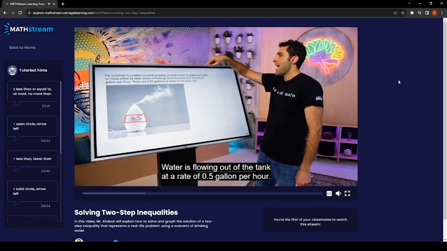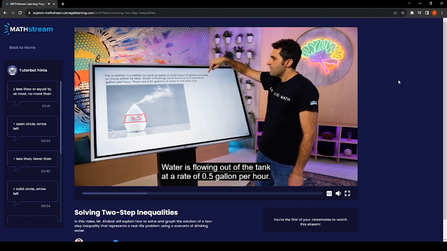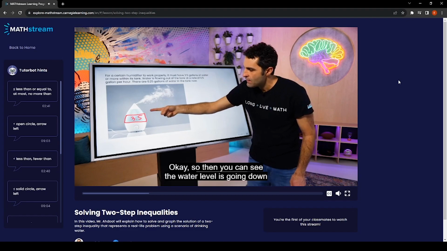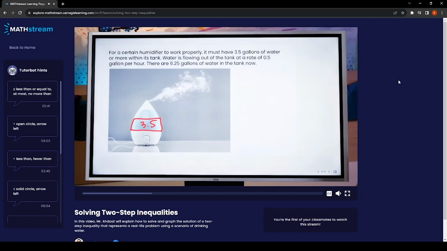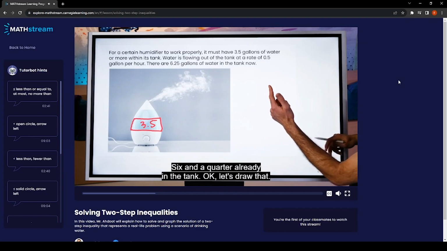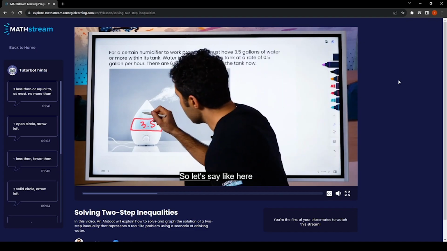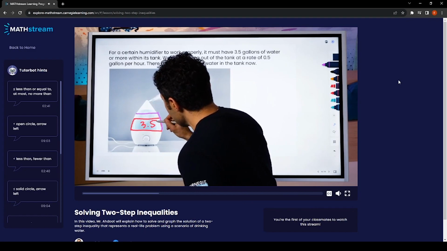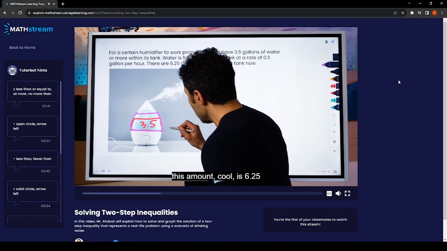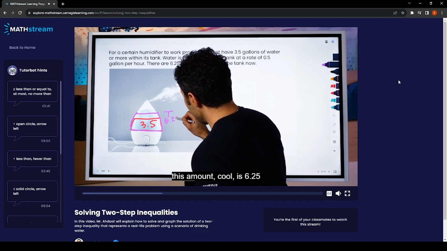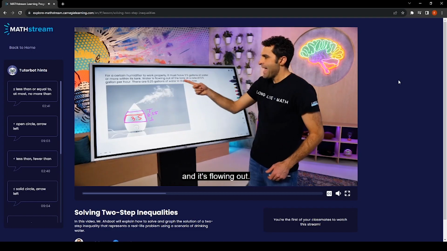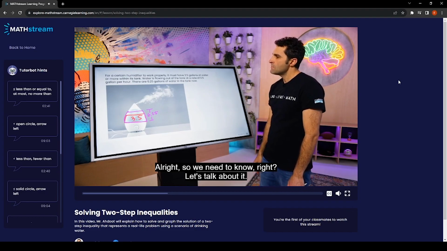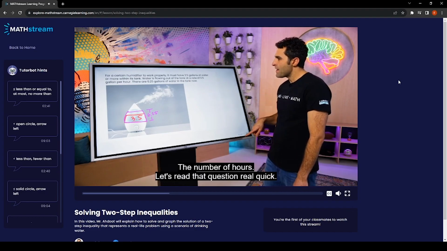Water is flowing out of the tank at a rate of 5/10 gallon per hour. So you can see the water level is going down by effectively ½ gallon every hour. And currently there are 6 25/100 gallons of water in the tank, 6 1/4 already in the tank. Let's draw that. So let's say like here, this amount is 6 25/100 currently in the tank, and it's flowing out. All right, so we need to know the number of hours.